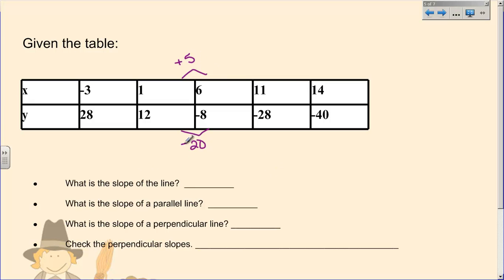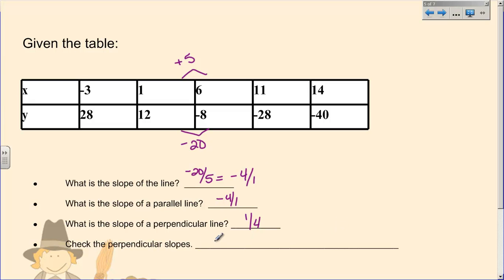So the slope of this line is the change in y over the change in x, so it is negative 20 over 5, which simplifies to negative 4, or negative 4 over 1. The slope of a line parallel to this will be exactly the same, so it will be negative 4 over 1. But for the slope of a perpendicular line, flip and change the sign. So flip it to 1/4 and change the sign. So instead of a negative, I will have a positive.